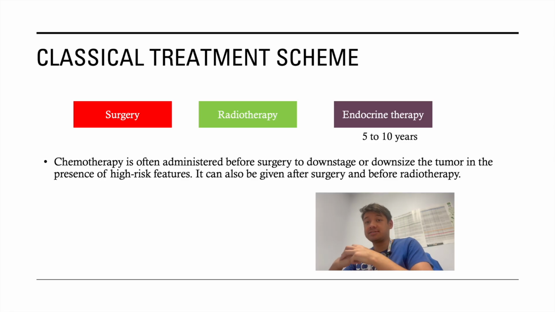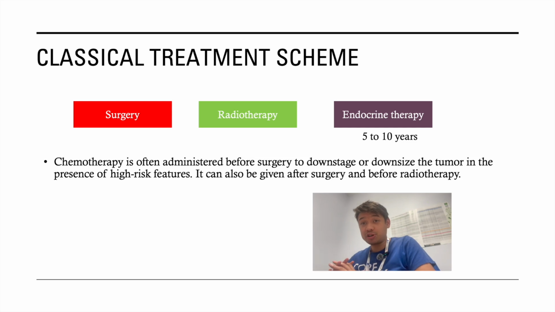The treatment of breast cancer usually follows this sequence: surgery first, then radiotherapy, and finally endocrine therapy, which is continued for 5 to 10 years. In some cases, chemotherapy can be given before surgery to shrink or downstage the tumor, or after surgery, especially for high-risk cancers. But remember, every breast cancer is different, and the treatment plan, whether it's surgery, chemotherapy, immunotherapy, radiotherapy, or hormonal therapy, depends on the molecular subtype and the size of the lesion.